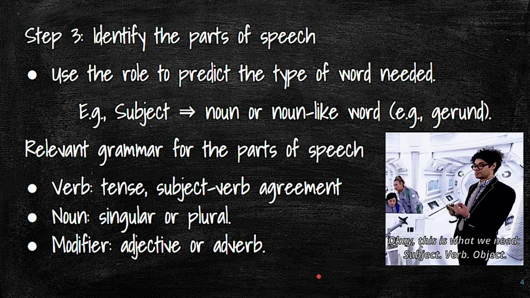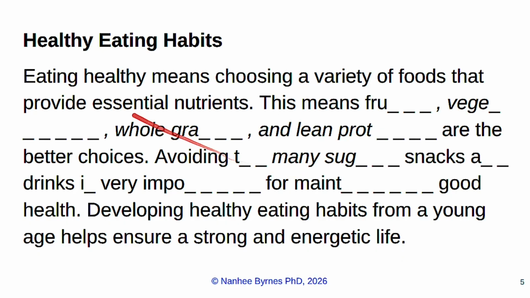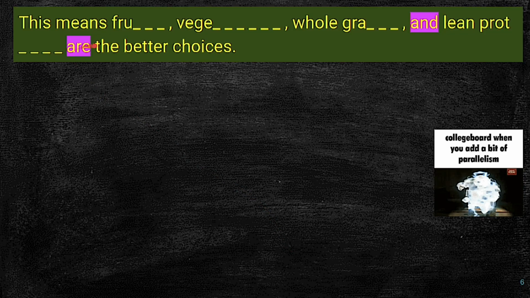Okay, let's begin with the first, easier passage. Healthy eating habits. Eating healthy means choosing a variety of foods that provide essential nutrients. This means fruit, veg, whole gras, and lean prot are the better choices. Avoiding too many sug snacks, drinks, very impo for maint good health. This passage explains healthy eating habits and recommends foods that promote good health. Now let's begin by looking at the first set of blanks.